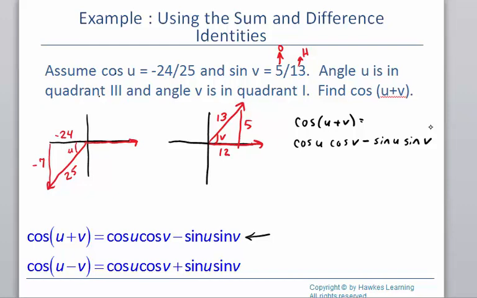So cosine u, I'll look at my u triangle. I'll remember that cosine is adjacent over hypotenuse. So adjacent is negative 24, and the hypotenuse is 25. Cosine v, so we'll move to the other triangle. Cosine is adjacent, so we'll have 12 over the hypotenuse of 13. Sine u, so going back to the u triangle, sine is the opposite over the hypotenuse. So negative 7 over 25. And sine v, opposite over hypotenuse, we'll have 5 over 13.